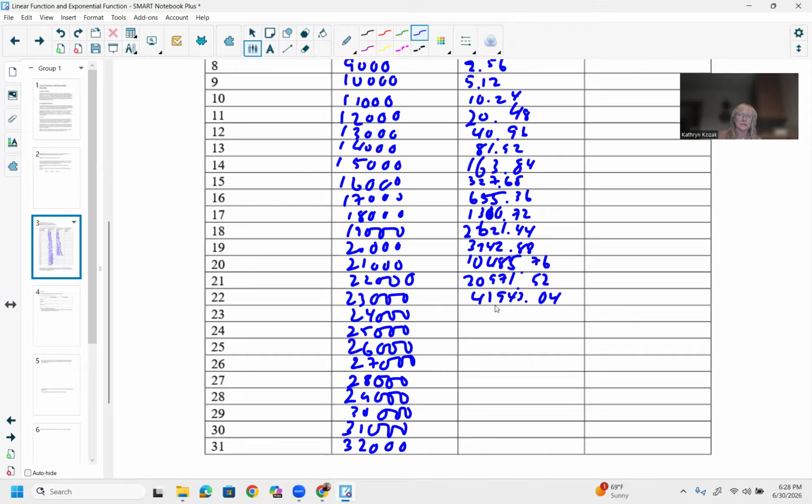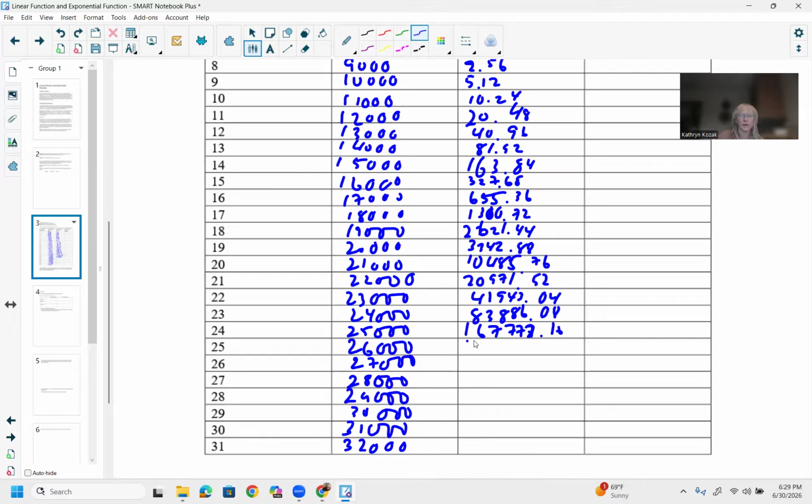Ooh, maybe option B is going to be a better option. Let's keep going. Doubled it again, we're going to get $83,886.08. Doubled it again, we're going to get $167,772.16. Looks like option B is doing better than option A. So maybe we should have gone with option B. I don't know which one you went with, but let's keep going.